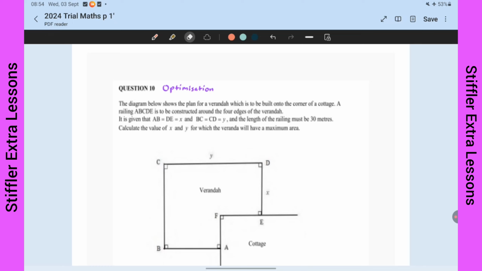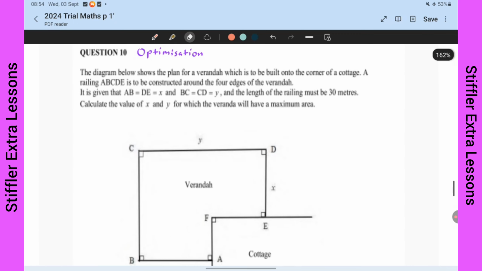So we just planned to do some revision with the grade 12s. Now we are starting with trial paper 1, which we took this question from the 2024 trial maths paper 1. We started on optimization because a lot of kids struggle with optimization. So let's see how we can tackle this question without wasting more time.